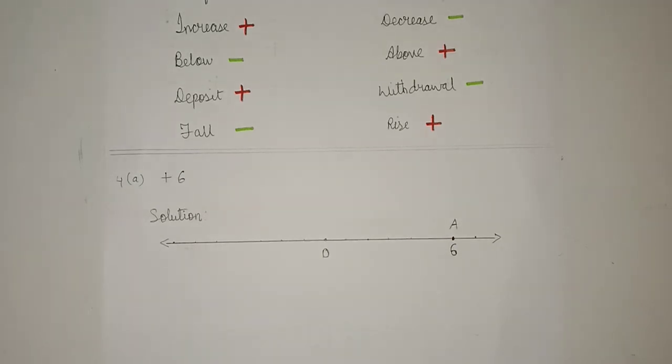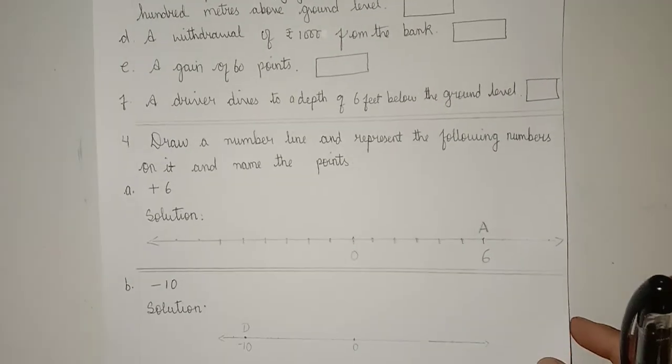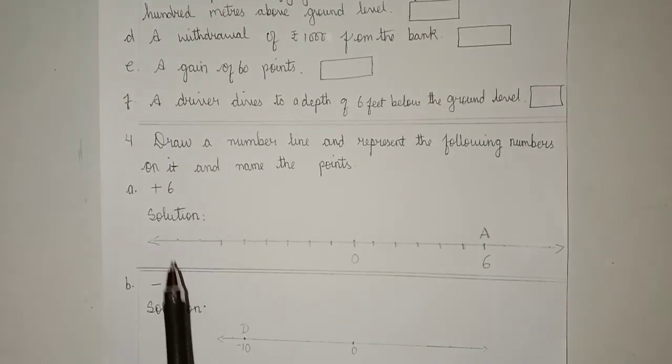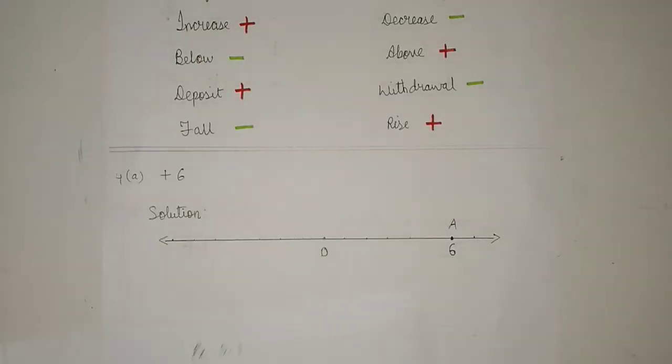I hope you understand this is how I have done question number 4A. I marked like that, put 6 here and put the arrow. That's all you have to do in question number 4A. Now, at home, you will do question number 3 and question number 4 by yourself. I'll not show you there.